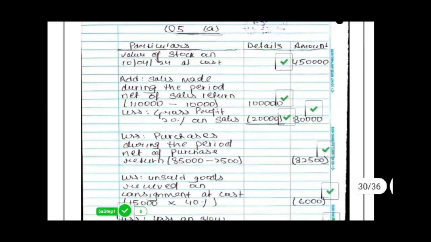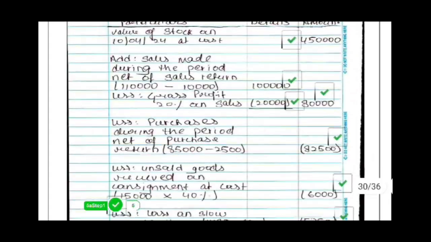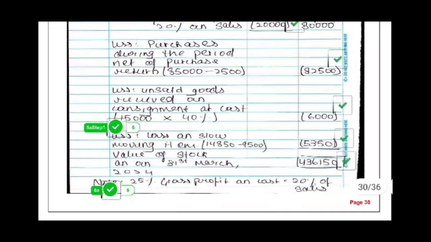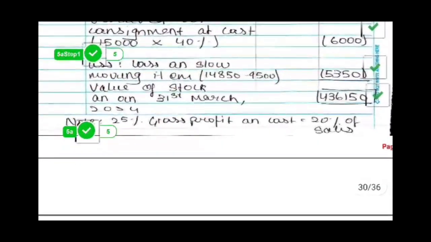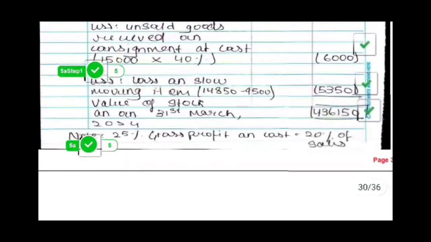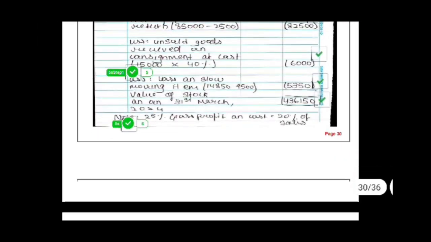For example, gross profit, less gross profit 20% on sales, value of stock, opening value of stock at cost, details, amount, particulars, lines I've made with a scale. I've also written a note down there: 25% gross profit on cost is equal to 20% on sale. You must know this note, so also mention this note. And they have also corrected it.